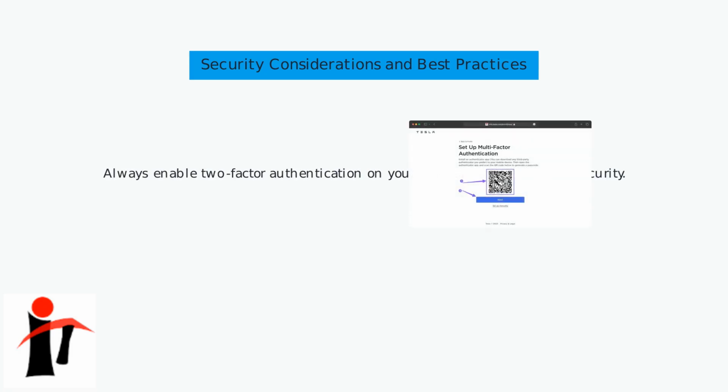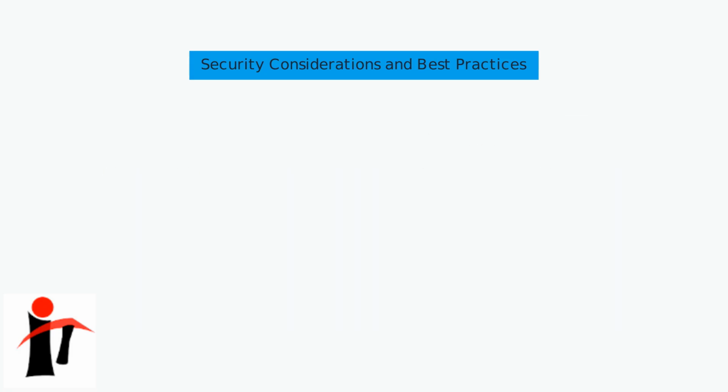For enhanced protection, always enable two-factor authentication on your Tesla account. This adds an extra layer of security beyond just your password, requiring a verification code sent to your phone or generated by an authenticator app. If a driver loses their phone or device, you can quickly suspend their access through the Tesla app. This prevents unauthorized use while they resolve the issue, and you can restore access once the situation is resolved.